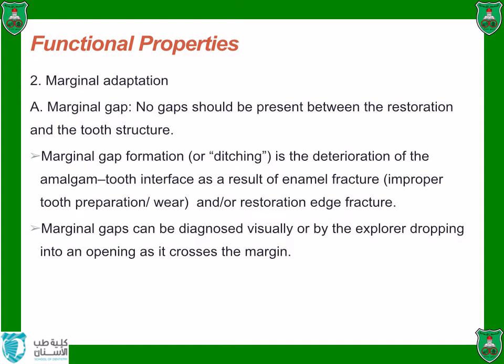Also, marginal adaptation. Now, the most important property of marginal adaptation is no presence of any gap. And we can examine this with the use of a blunt probe. We make the probe pass between the restoration and the margin of the tooth structure. If we have any gap, then the probe will drop into an opening, and we call this opening a marginal gap. Sometimes they call it ditching, and it's the deterioration of the amalgam tooth interface as a result of either enamel fracture by improper tooth preparation or wear, or sometimes restoration edge fracture.